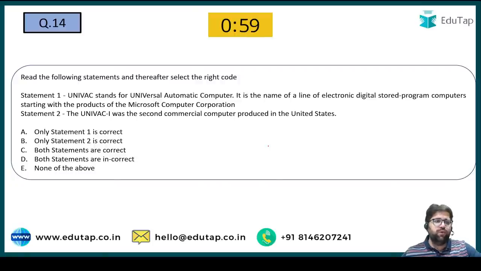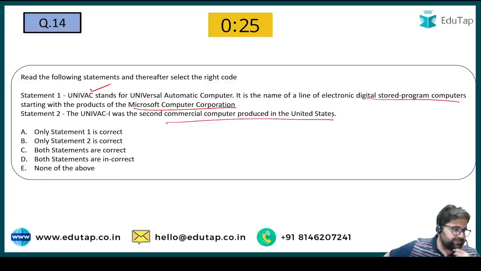Now let's move to question number 14. I would say this is the question where I will be waiting to get answers from many of you. So again, UNIVAC. You have two statements over here. UNIVAC stands for Universal Automatic Computer. This is the first statement. It is the name of a line of electronic digital stored program computers, starting with the products of Microsoft Computers. So they are saying it was started by Microsoft Computer Corporation. UNIVAC 1 was the second commercial computer produced in the United States. Now let me see who gives me the right answer.